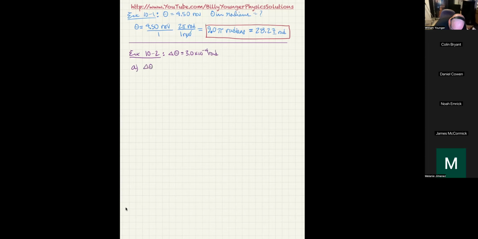So delta theta equals 3.0 times 10 to the negative fourth. Actually, they only gave us one sig fig, so I'm not technically being correct by calling it 3.0. That's why I went ahead and underlined the zero. It is a unit conversion, so I put it over 1. And now I'm going to use the fact that pi radians is equal to 180 degrees.